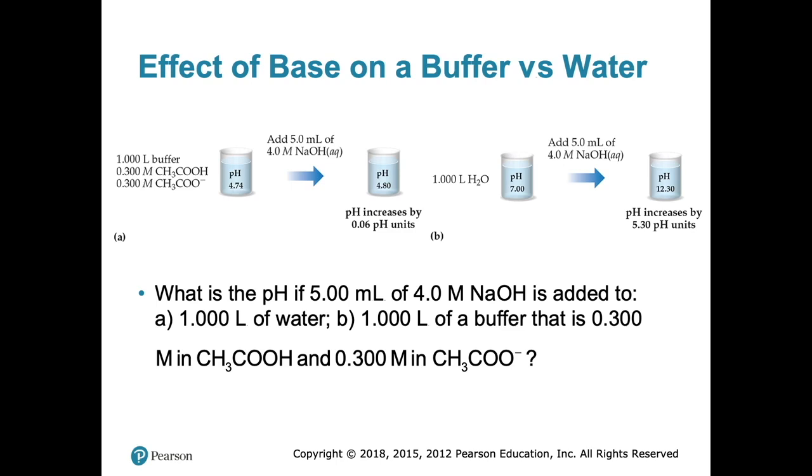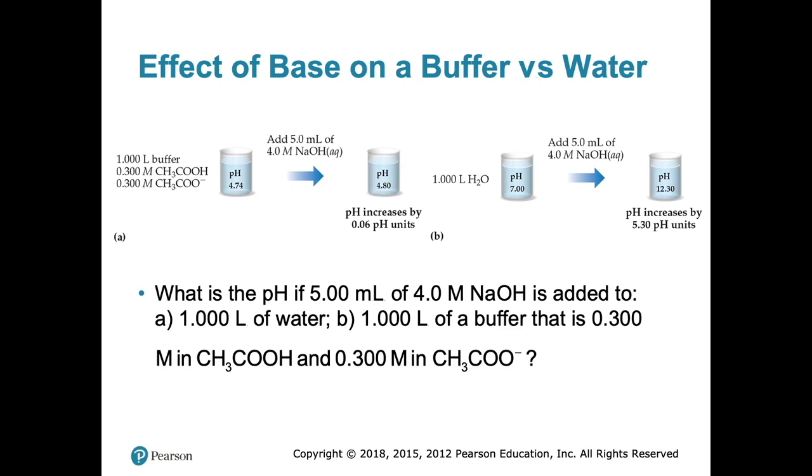So notice how you have a buffer here. You add this amount of sodium hydroxide, and it only goes up by 0.06 units. But if you just have water with no buffering, the base will immediately increase the pH by 5.3 pH units, all the way up to 12. Now you have a very basic solution. Cool stuff. So what is the pH of 5 mLs of 4 molar sodium hydroxide in 1 liter of water? You see it there. And then what if it's 1 liter of buffer? You see that right there. Cool stuff.